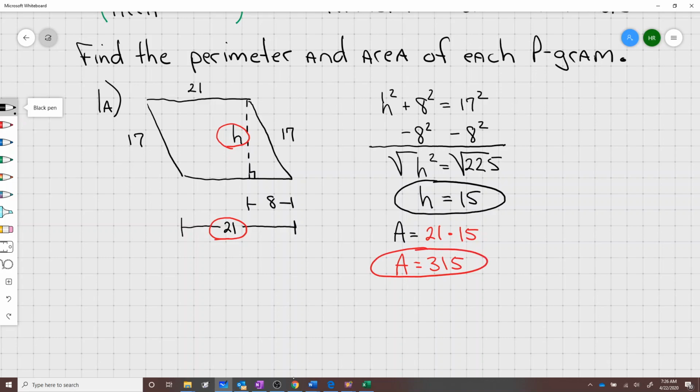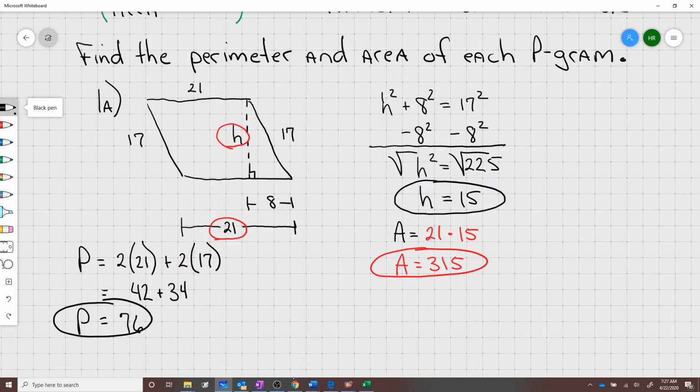And then our perimeter is going to be equal to the sum of the sides. So we've got 2 of the 21s plus 2 of the 17s. So 2 21s, that's going to be a 42. 2 times the 17 is 34. So the perimeter of this shape is going to be equal to 42 plus 34, which is 76 units. So there's your perimeter, and there's your area.